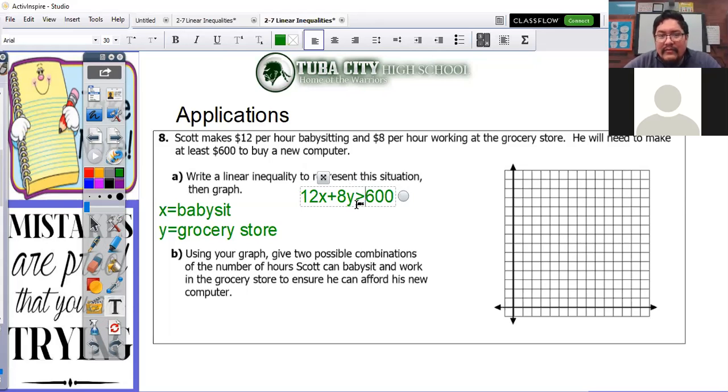So in that example where I said, what if he had $500? Well, he would not be able to buy the computer. Well, what if he made $700? If he made $700, then he would be able to buy the computer, and it would be true. Not only would he be able to buy the computer, he would also have some money left over for other things. So this is the right way.